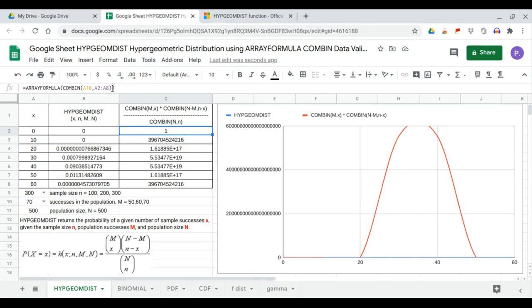So this is times combine. The first term will be N minus m, so 500 minus m, the successes, and comma n minus x, so the sample size minus the successes x.